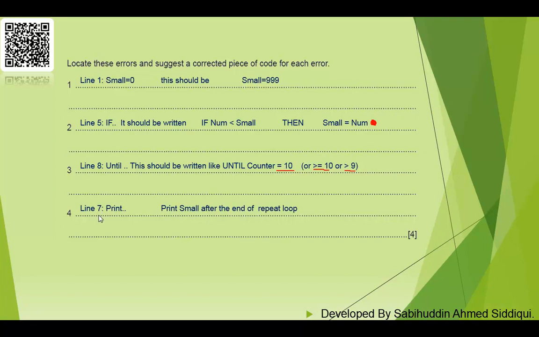Now line number 7, you have a print statement there which is written before the loop ends. In a case where you have to find the total numbers, you have to just print the value after the loop, or if you want to show the running value, it is different. So you have to take this statement out of the repeat loop. So print small after the end of the repeat loop. So here you have completed the question.